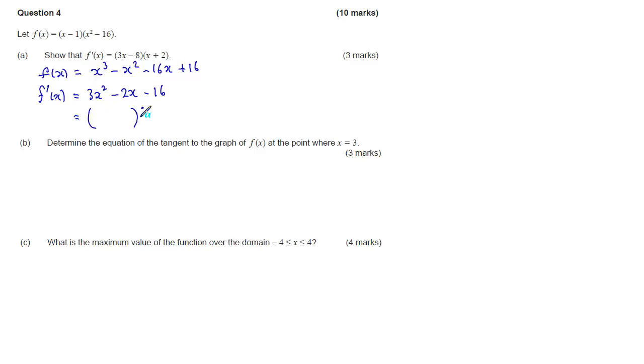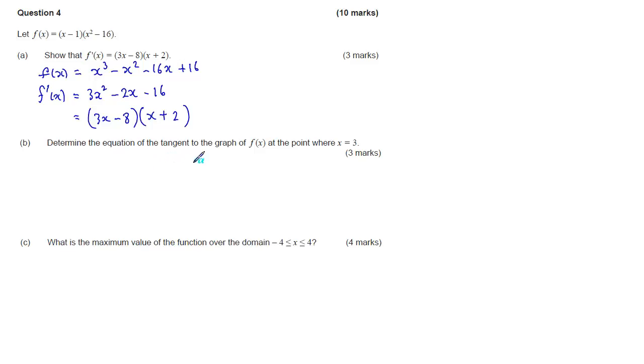and then we could factorize that as (3x and x). If we put an 8 here and a 2 here, then a plus here and a minus there does the trick. So I don't think we need to do too much more than that. Seems fairly easy for 3 marks.